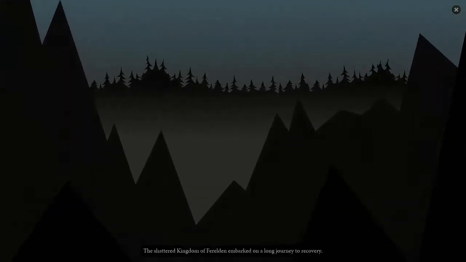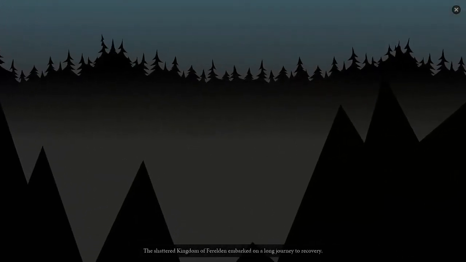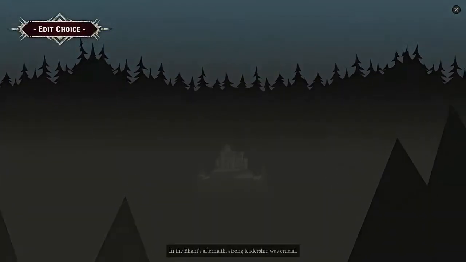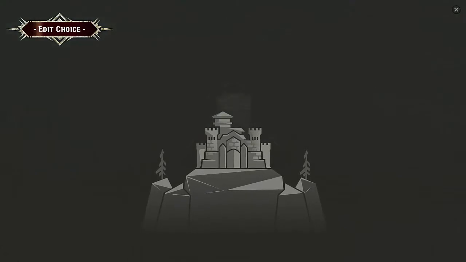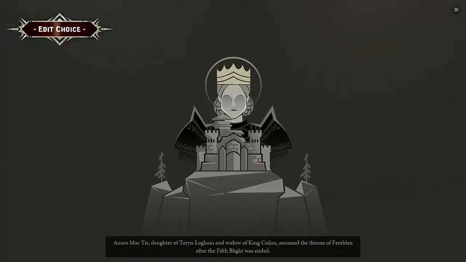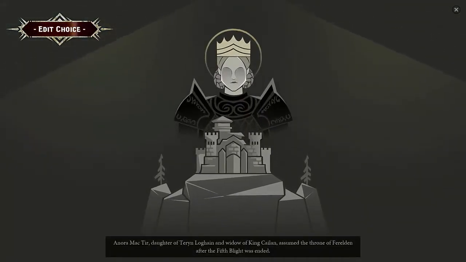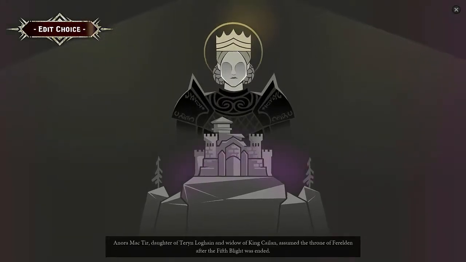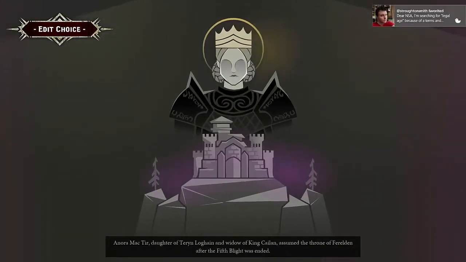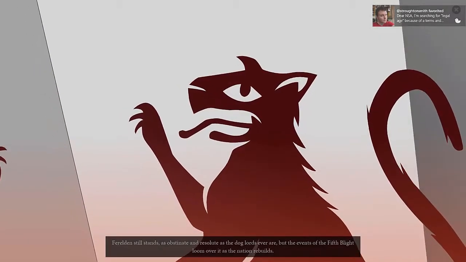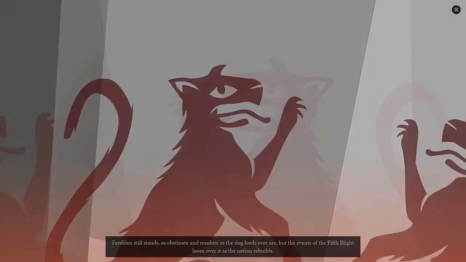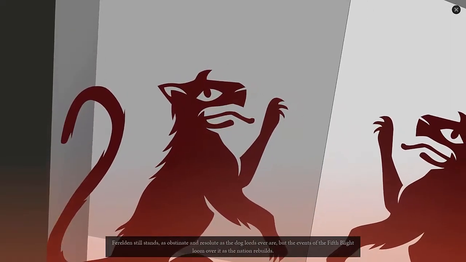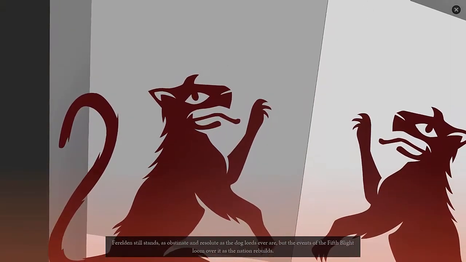The shattered kingdom of Ferelden embarked on a long journey to recovery. In the Blight's aftermath, strong leadership was crucial. Honora McTeer, daughter of Teyrn Loghain and widow of King Kaelin, assumed the throne of Ferelden after the Fifth Blight was ended. Ferelden still stands, as obstinate and resolute as the Dog Lords ever are, but the events of the Fifth Blight loom over it as the nation rebuilds.